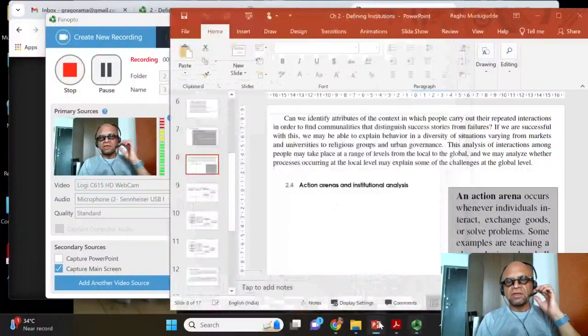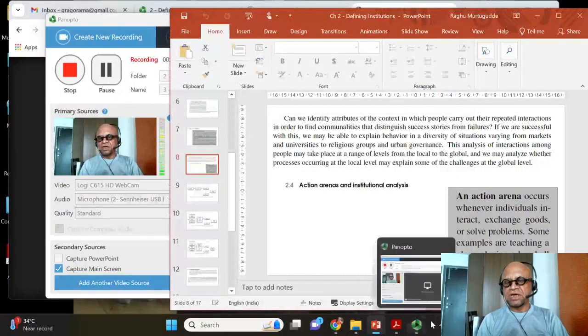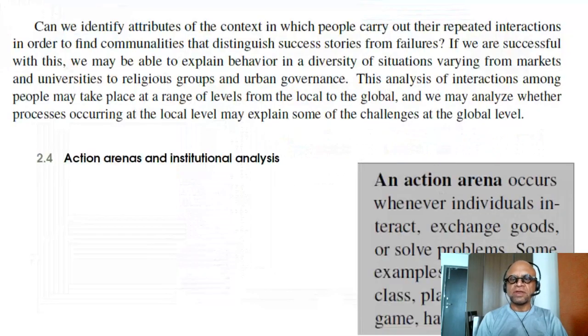Okay, now we need the concept of action arenas. We already looked at institutions. So, what are action arenas and how is the institutional analysis done? What is an action arena?